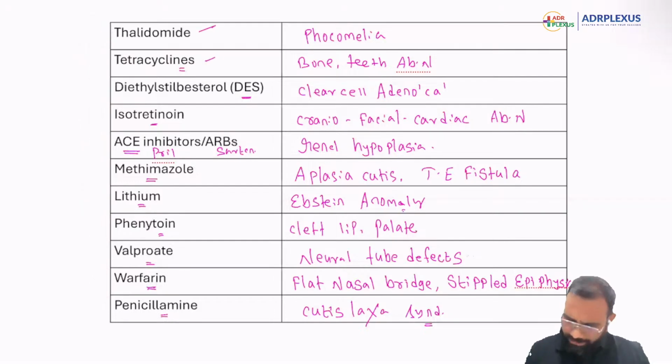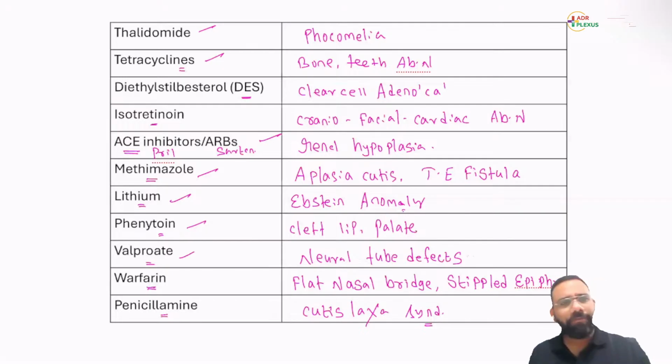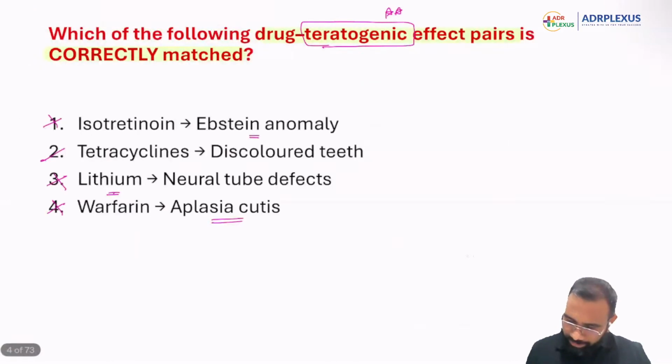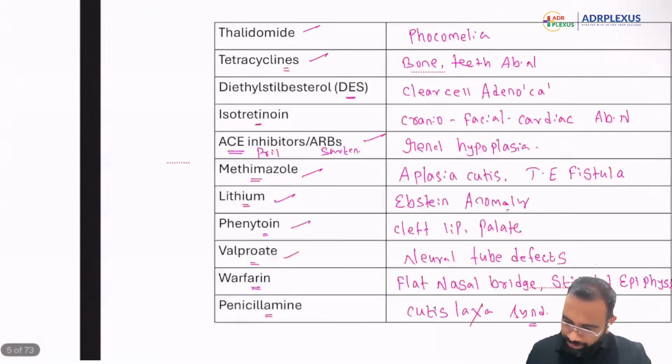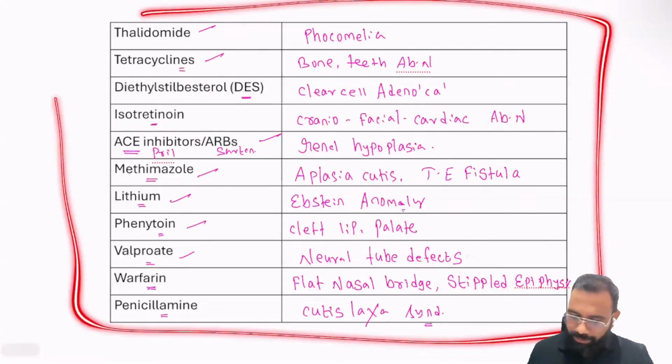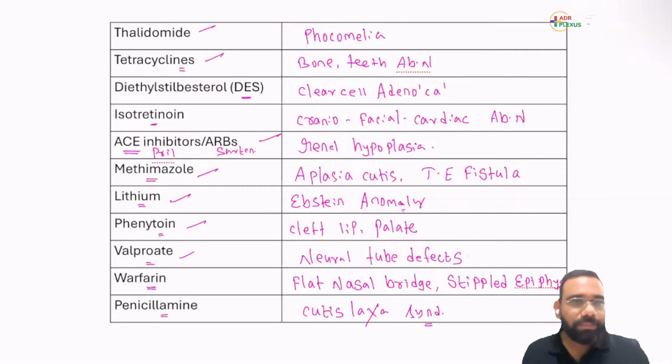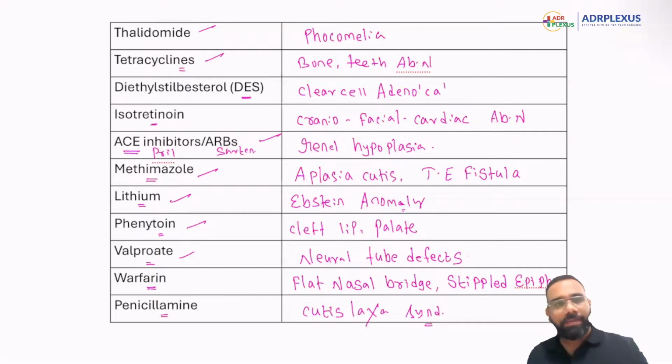Thalidomide asked, tetracyclines, ACE inhibitors, methimazole, lithium, phenytoin, valproate, warfarin, everything is asked in the exam. So that is the reason why I have given this kind of matched one, and I have given the entire teratogenic effect of the drugs. Each and every drug is important, and he will be asking what pregnant woman, she might have taken some drug and what abnormality you can see in the fetus. So that's all about this teratogenic effect. Again, most important one.